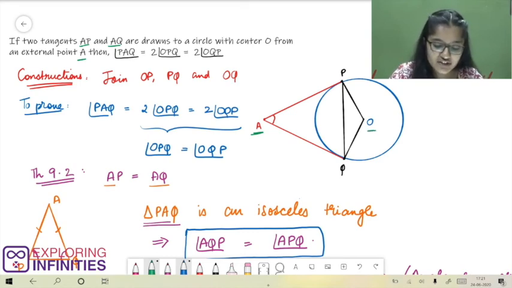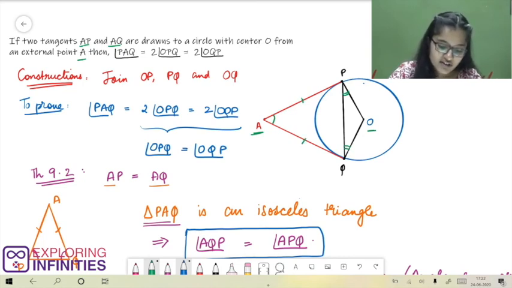We have drawn two tangents AP and AQ. We have to prove that angle PAQ is equal to twice of angle OPQ, which is equal to twice of angle OQP. Now that we know that angle OPQ is equal to angle OQP, we can denote both of them using two arcs. In theorem 9.2, we have seen that lengths of tangents drawn from an external point to a circle are equal. Hence, the lengths of tangents drawn from external point A to our circle having center O, that is AP and AQ, are equal.